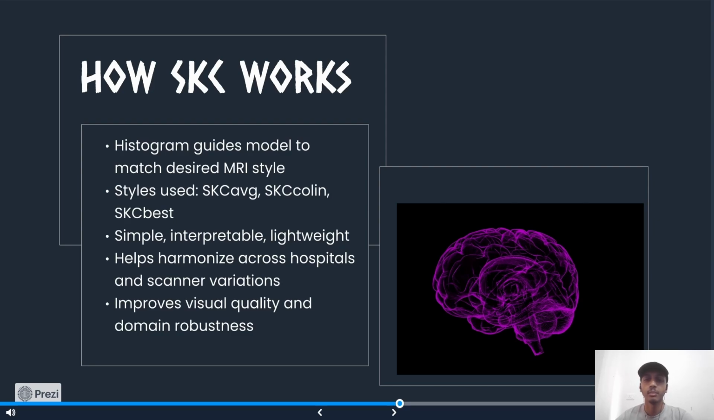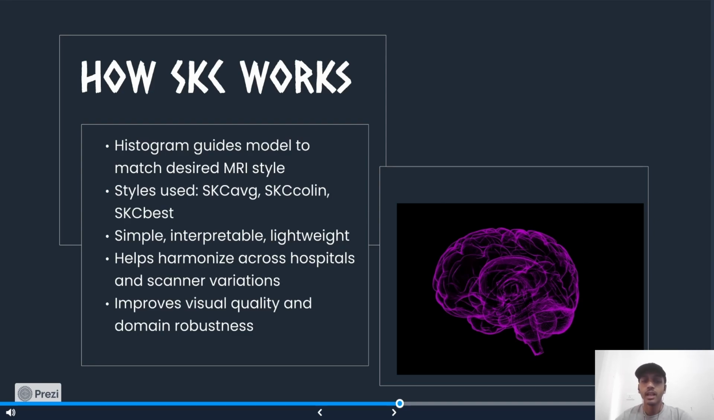As you will see later, the paper tested three versions of SKC: the SKC colon, which uses colon 27 average pain histogram, SKC average, which uses the average histogram from the training set, and the SKC best, which uses the actual histogram from the target ground truth. This is only available during evaluation but serves as an upper bound. All these versions significantly outperform models without any style conditioning. Even the average histogram leads to much better style consistency across slices, and the colon 27 reference style produces visually appealing and harmonized volumes.